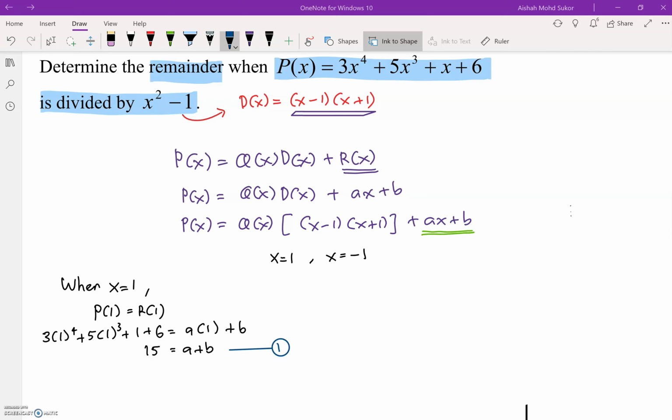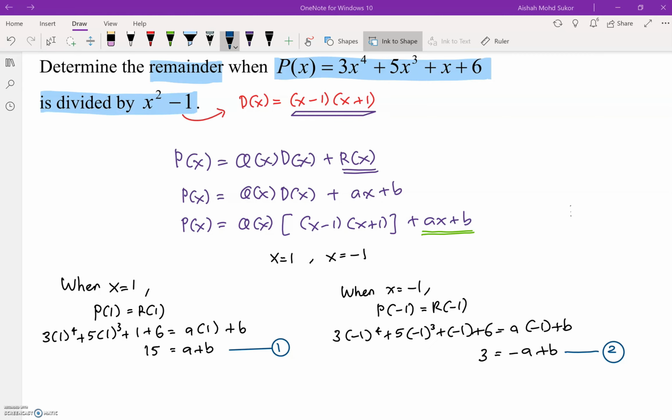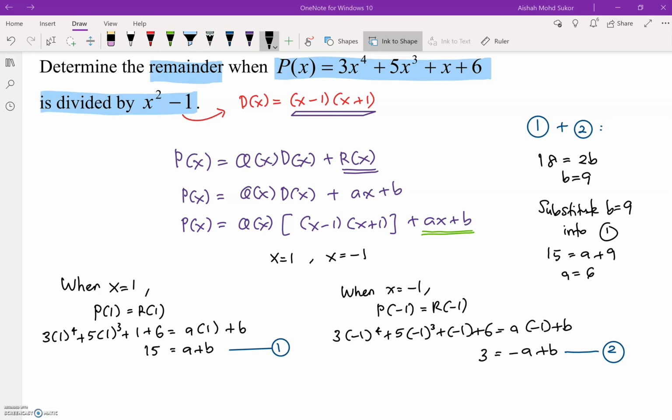So our first equation will be a plus b is equal to 15. When x equals negative 1, p(-1) is equal to r(-1). And our second equation will be negative a plus b is equal to 3. By solving the two equations simultaneously, we get b equals 9 and a equals 6.